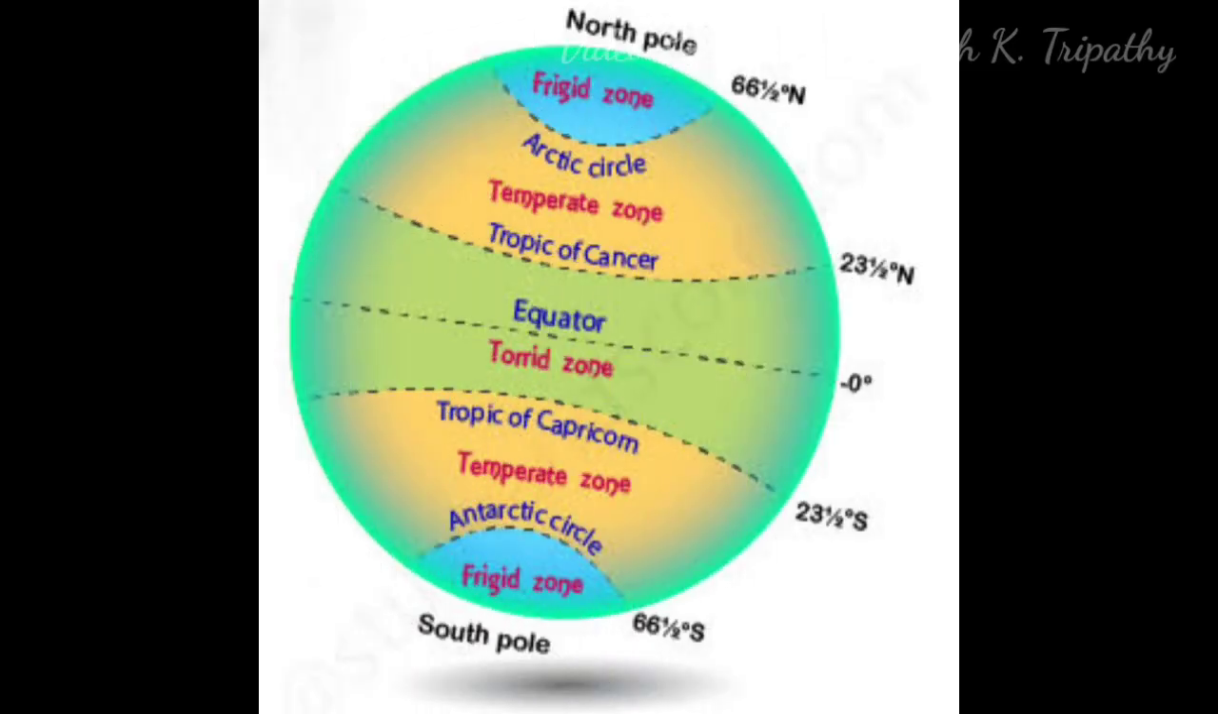The five main parallels of latitudes also mark the main climatic zones of the Earth because of their position with reference to the apparent movement of the sun. These are also called the temperate zones or heat zones. Now let's study about the different temperate or heat zones. The heat zones starting from the North Pole to the South Pole are the North Frigid Zone, the North Temperate Zone, the Torrid or Tropical Zone, the South Temperate Zone, and the South Frigid Zone.